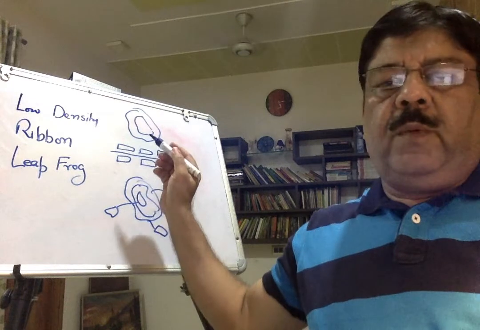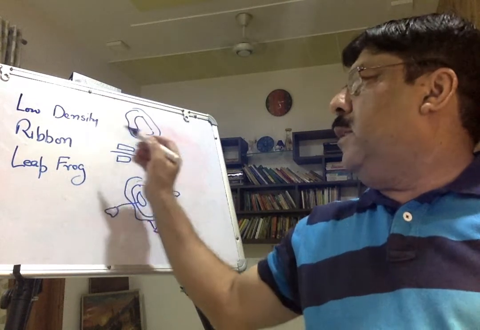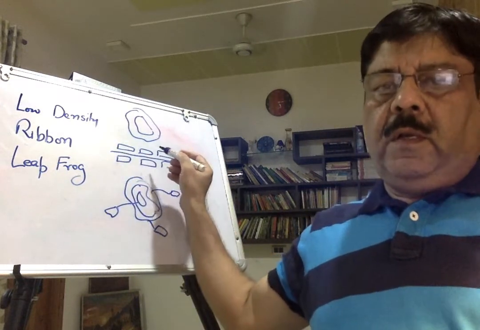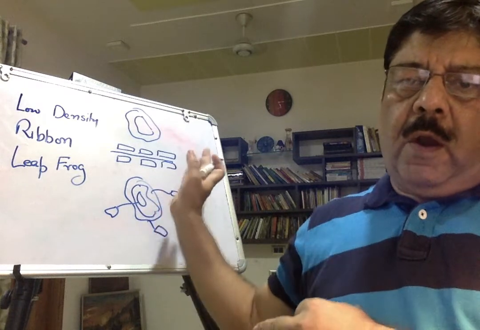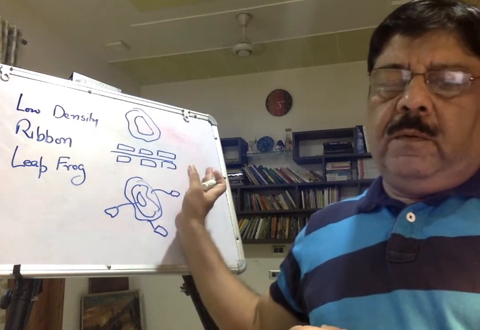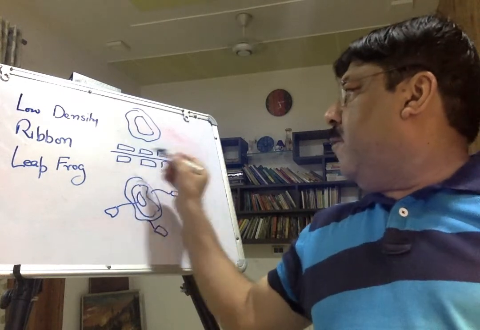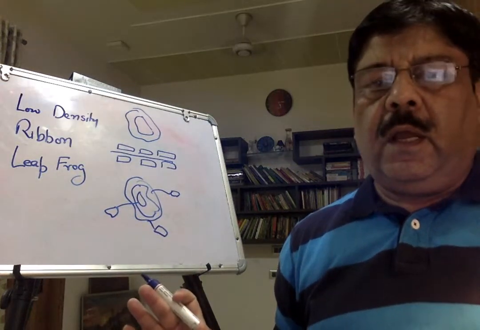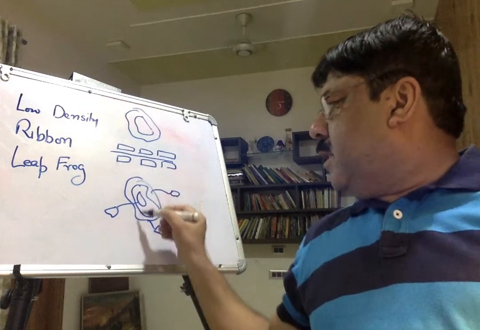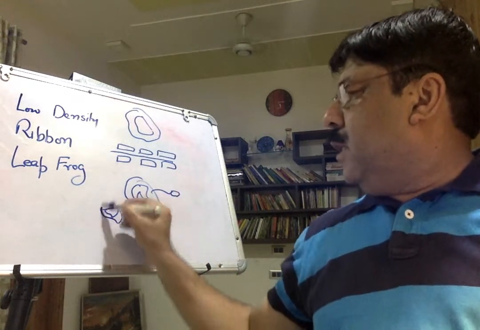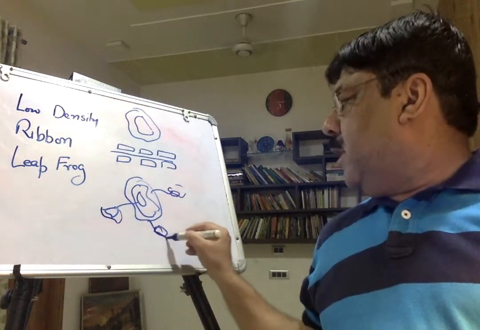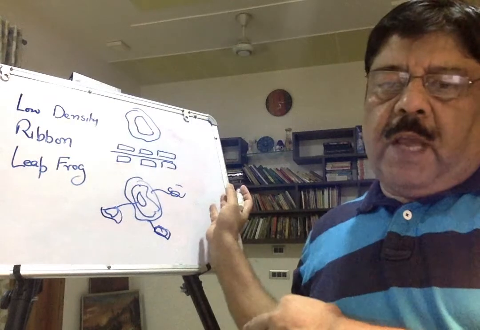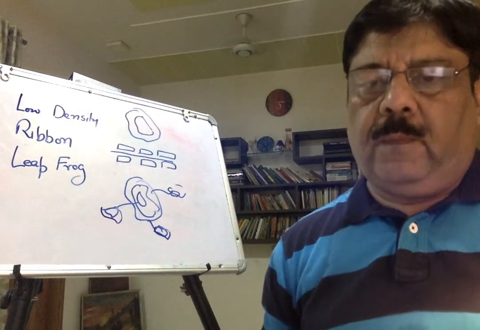The second type of urban sprawl is called ribbon sprawl. The development of the sprawl is like a ribbon on the outgoing routes from the city. The third type of urban sprawl is leapfrog sprawl. Here is the city developing, and these are the outskirt sprawled satellite towns. This type is called leapfrog sprawl.